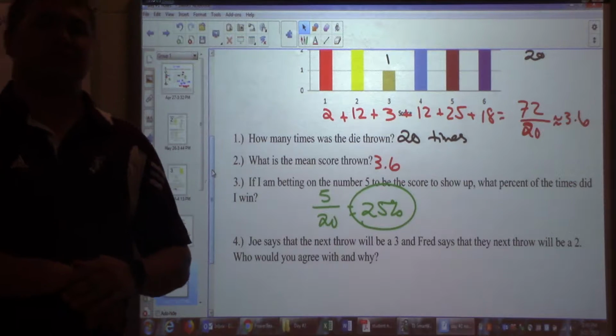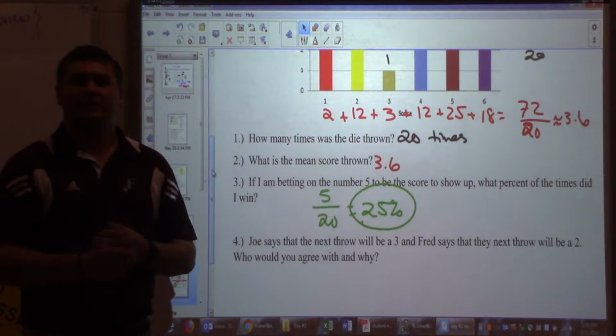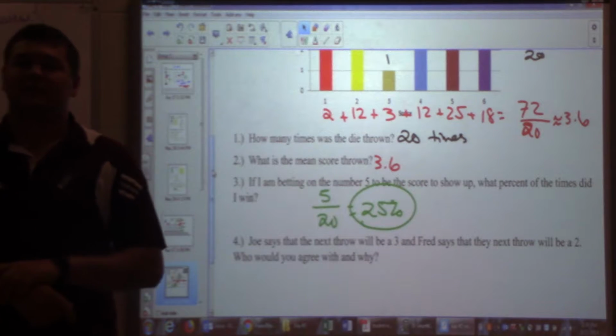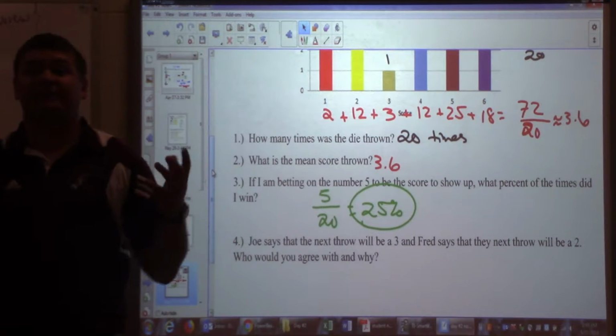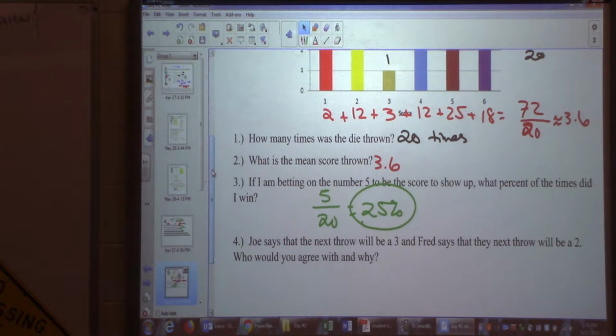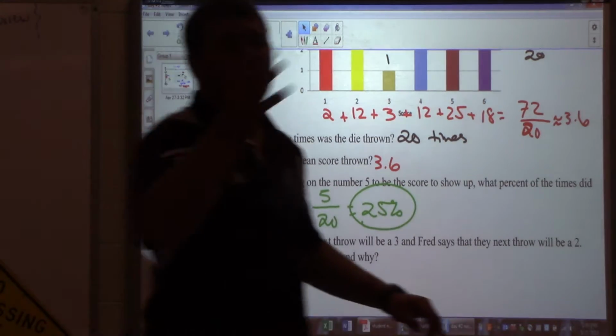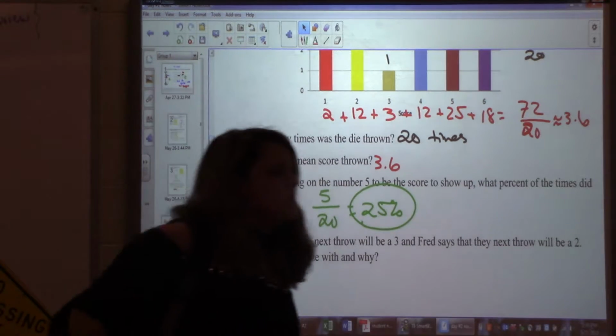Does anyone agree with neither of them? Yes. Audrey, why? Since it's dice, you can't predict what's going to happen. It's an independent event. We can't predict what's going to happen. You could agree with either of them, or you could agree with neither of them, no matter what happened before. That wasn't an option. Thank you. So, guys, no matter what happened already, anything could happen, right? It's a 1/6 chance. They're independent events.